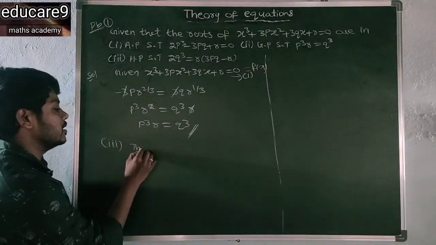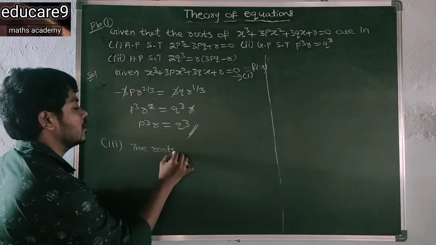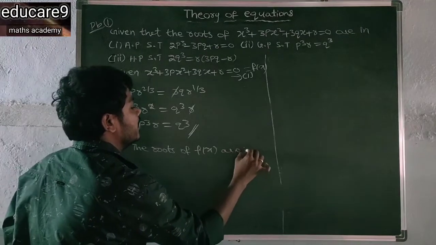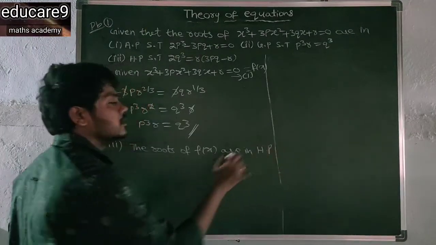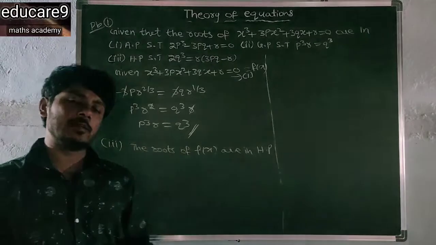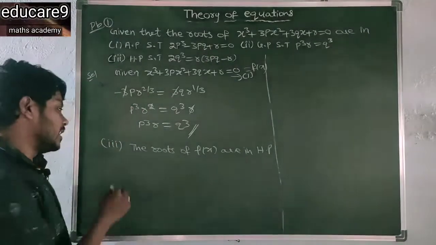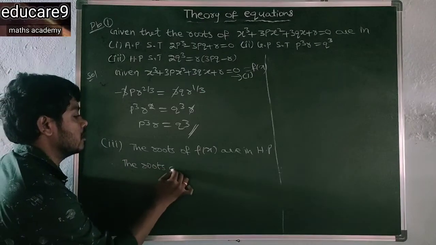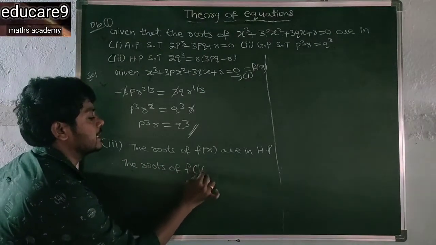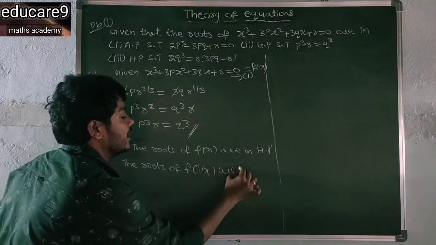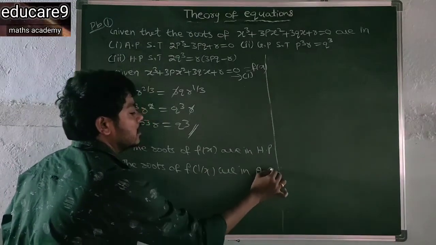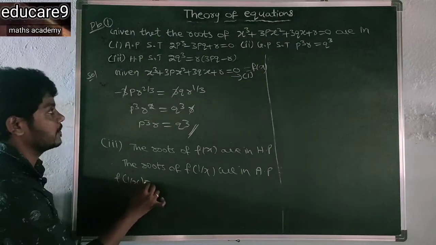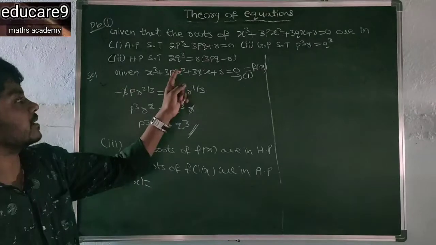So here the roots of f of x are in HP. So you know that AP is the reciprocal of HP. So clearly the roots of f of 1 by x are in AP. So therefore what is f of 1 by x? Replace x by 1 by x in equation 1.